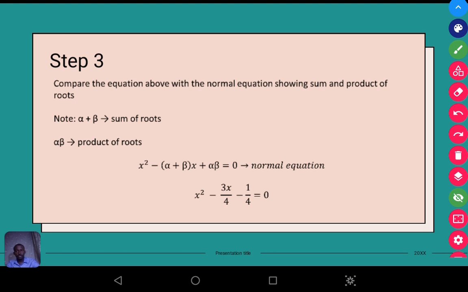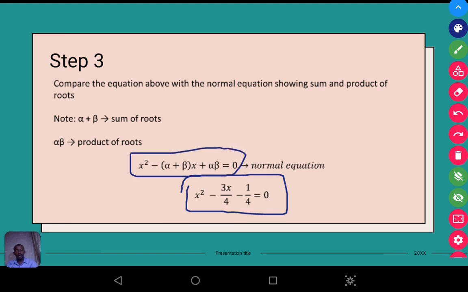Now the next step says that we should compare the equation above with the normal equation showing sum and product of roots. The equation for sum and product of roots comes in this form: x squared minus (alpha plus beta) x plus alpha beta equals 0, where alpha plus beta is the sum of roots, and alpha beta, that is alpha multiplied by beta, is the product of the roots. Now we're going to compare what we've been given with the normal equation.